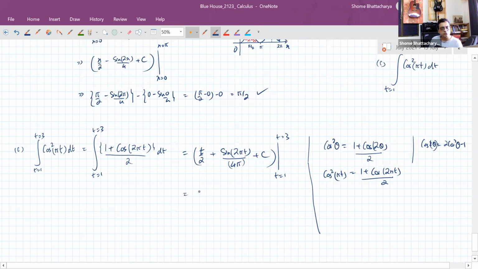So now you put the limits. The upper limit is 3 by 2 plus sine 6 pi, sorry, 6 pi by 4 pi, minus the lower limit, which is 1 by 2 plus sine 2 pi by 4 pi. Okay. So it's 3 by 2 minus 1 by 2. That's how it comes out to be 1.